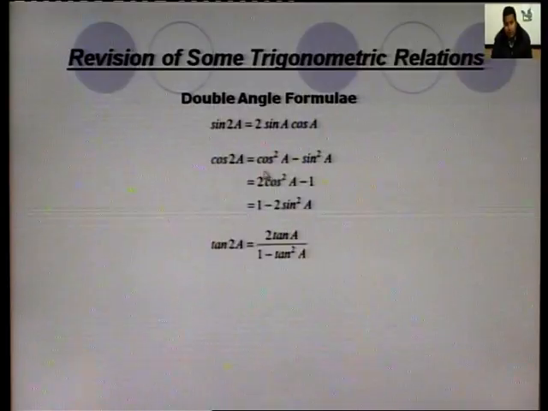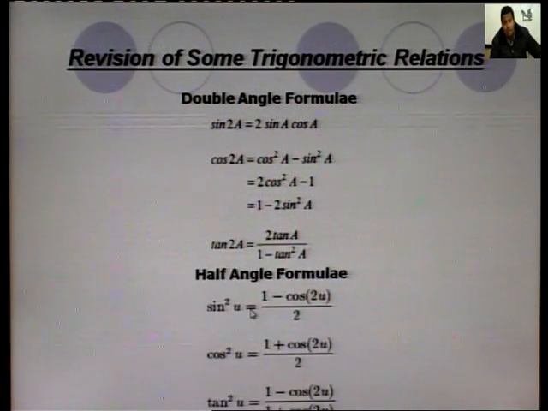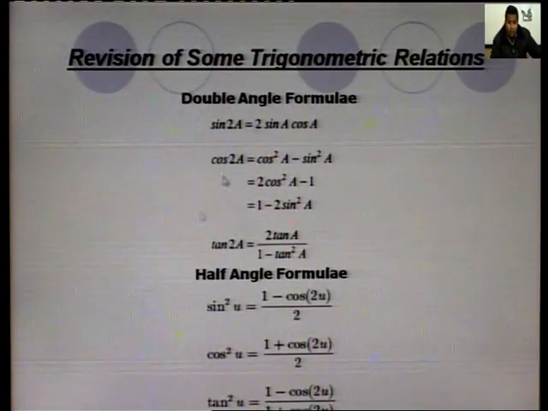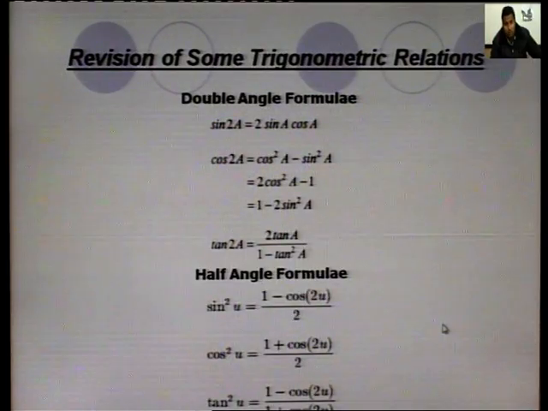Similarly, for this expression, if you put the value of cos square a here, we get 1 minus 2 sine square a. Then the value of tan 2a is equal to 2 tan a divided by 1 minus tan square a. Similarly, half angle formulas like sine square u is equal to 1 minus cos 2u by 2, cos square u is equal to 1 plus cos 2u by 2, tan square u is equal to 1 minus cos 2u divided by 1 plus cos 2u. These formulas are very useful in doing the substitutions as we do in the later stage of this lecture.